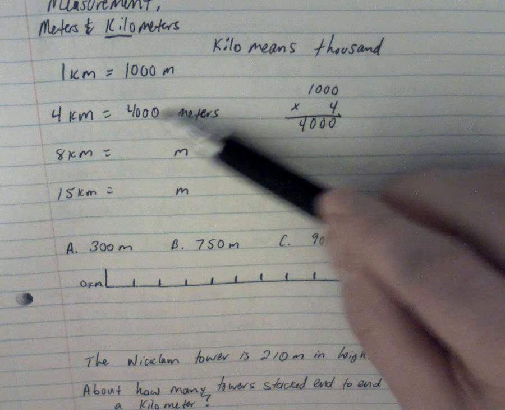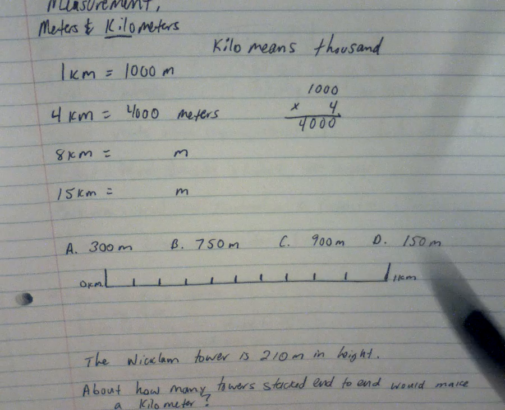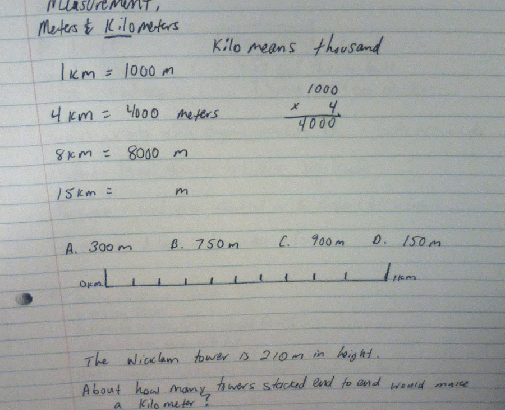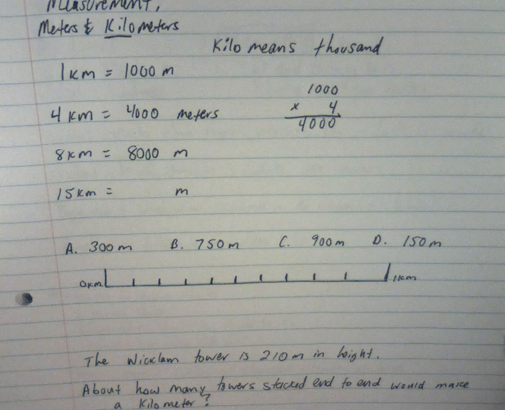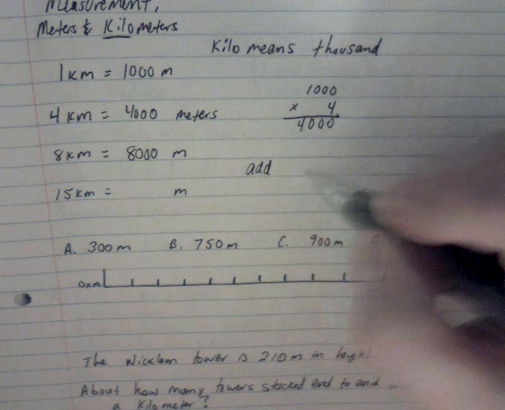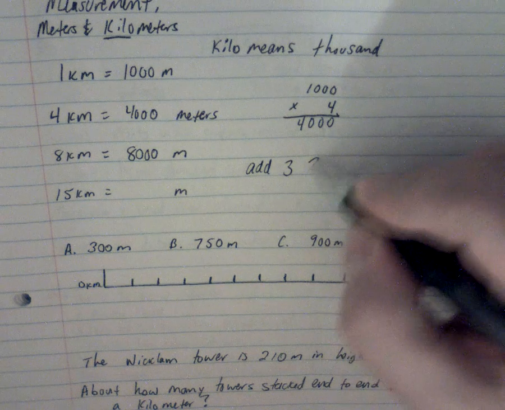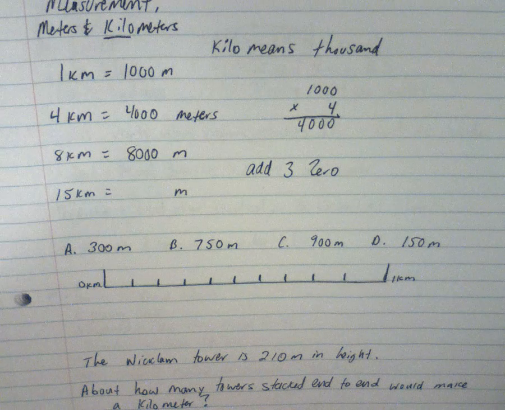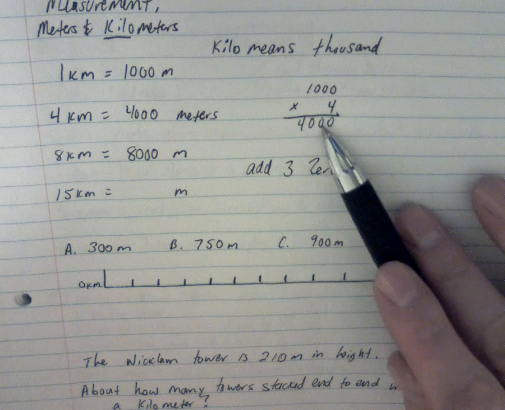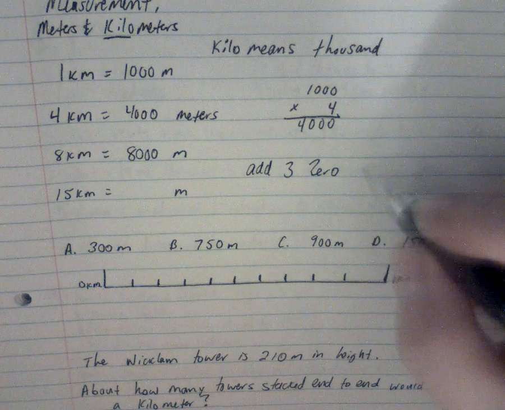So if 4 kilometers is 4,000 meters, what would 8 kilometers be? Well, 8 kilometers would be 8,000 meters. So when we're changing from kilometers to meters, the simple rule is you add how many zeros? Well, I added 1, 2, 3, because we're dealing with thousands. There's ones, tens, hundreds, thousands. So we need to add 3 zeros.